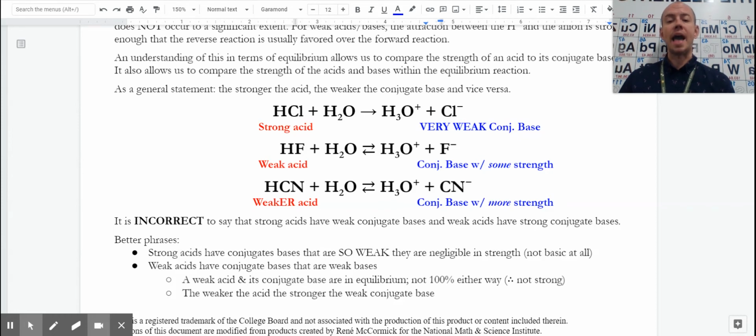So the weaker my acid, the stronger my conjugate base is. That doesn't mean that this is a strong base, because I still have an equilibrium. So sometimes we use this wrong idea that, oh, since this is so weak, this must be strong. But anytime it's in equilibrium, both parts are weak, but we can say that they're stronger or weaker or more or less favorable. So some phrases that are good is that for our strong acids and bases, their conjugates are so weak that they do not go backwards at all, or they are negligible in their strength.